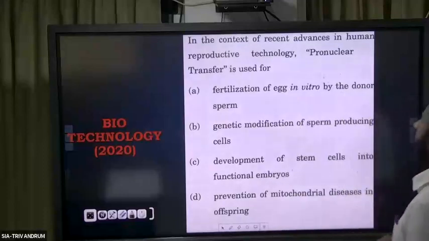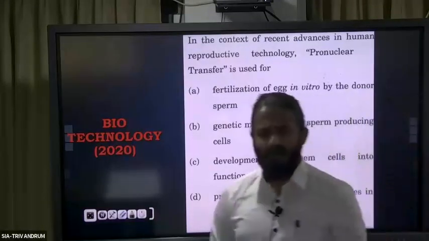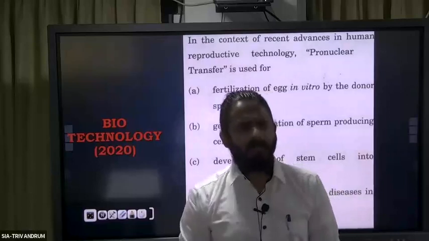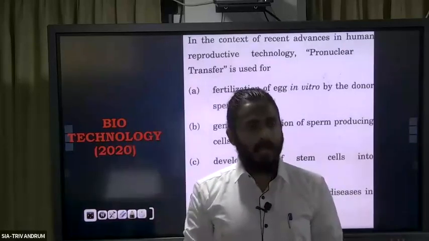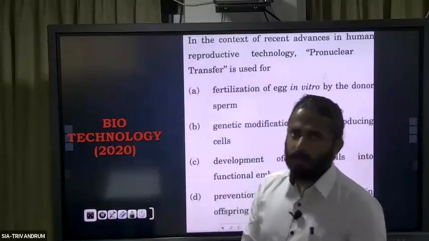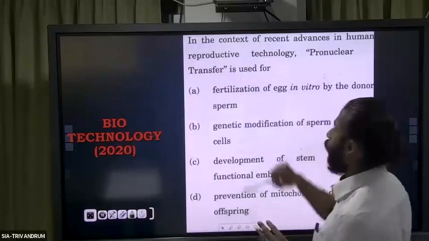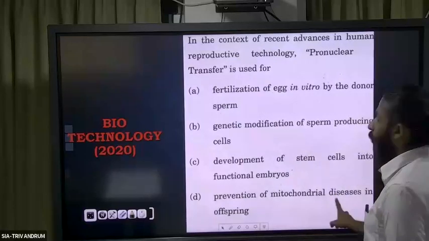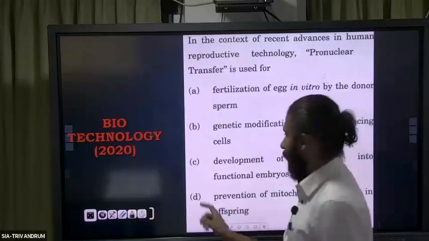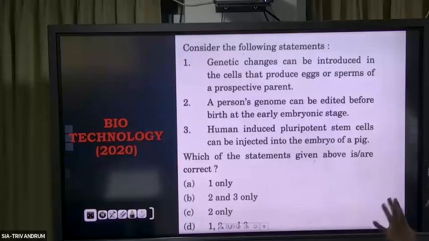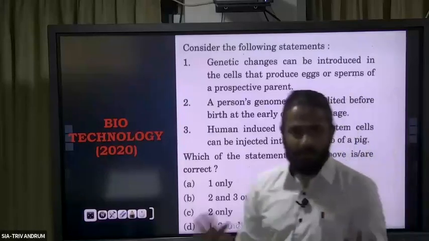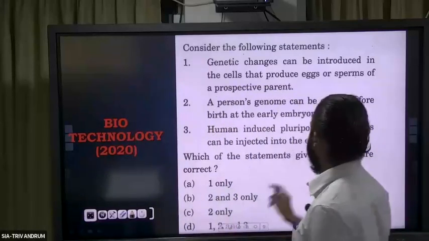So 2020, they asked about pronuclear transfer. This concept of three-parent baby is there from, I think, 2012, 13 and all. Ideas again and again there in current affairs news. But the only thing is that you have to connect pronuclear transfer with mitochondrial diseases in offspring or three-parent baby. Then three statements are given. Again, genetic changes can be introduced in the cells of eggs, etc. So it is genome genetics. Question is again from genetics.